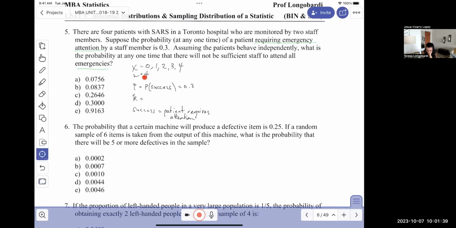Now, which of these am I interested in? For that, I go to the last expression. What is the probability at any one time there will not be sufficient staff? How will that be defined in this scenario? Above 2. Yeah, 3 or 4, because there are only 2 staff members.